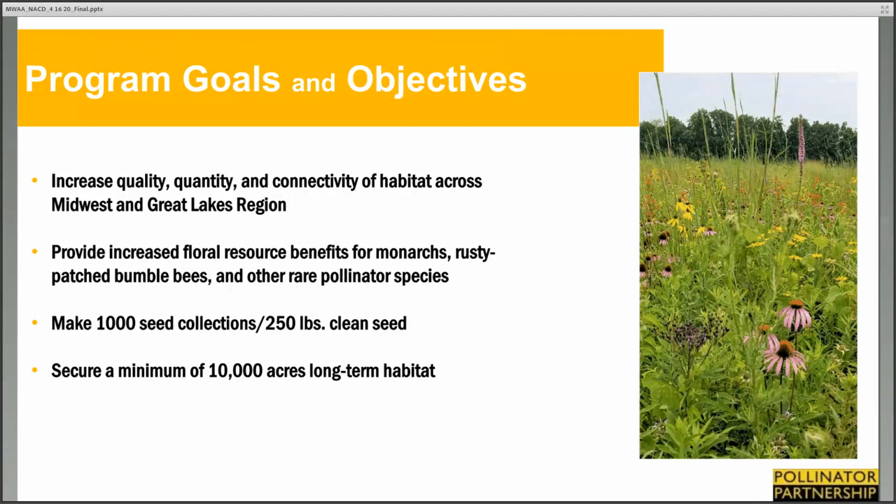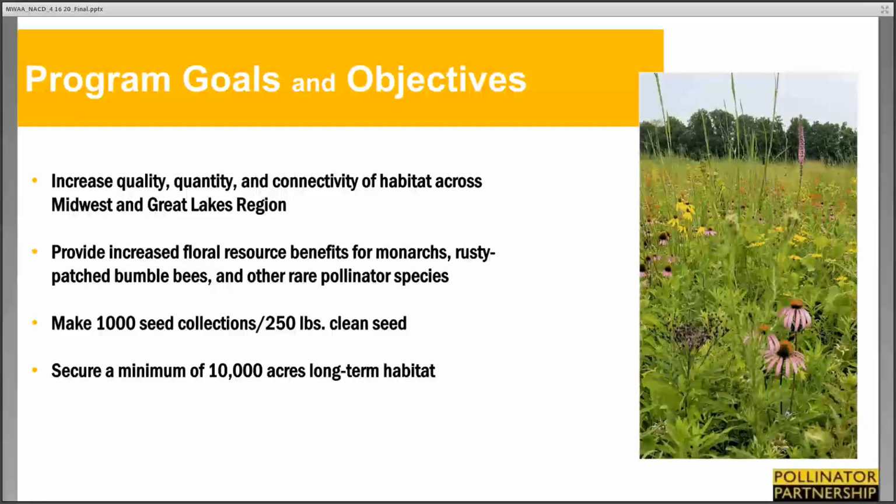So the goals and objectives here were to increase quality, quantity, and connectivity of habitat across the Midwest and Great Lakes region, to provide increased floral resource benefits for monarchs, rusty patch bumblebees, and other rare pollinators. So the NFWF priorities shifted and became a little bit more broad in this funding cycle, so we were able to target bombus species as well as other imperiled pollinators of the region. The goal was to make 1,000 seed collections, collect 250 pounds of clean seed, and secure 10,000 acres of long-term habitat.